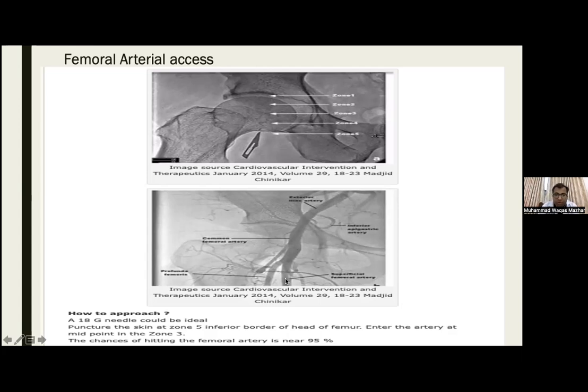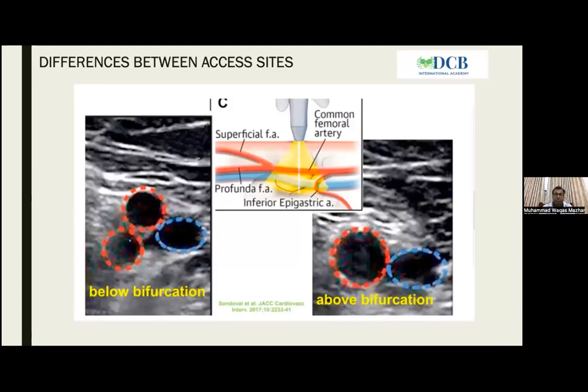Moving forward to our next slide, this is the ultrasound guidance puncture. On ultrasound, if we are below the bifurcation, these are the two branches: the profunda femoris and the superficial femoral artery, and there is a vein. Above the bifurcation, this is the common femoral artery, and this is the common femoral vein.